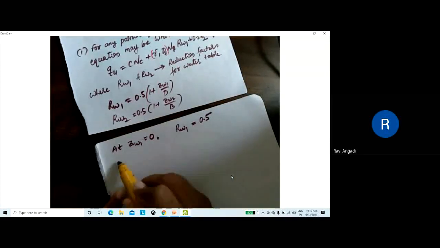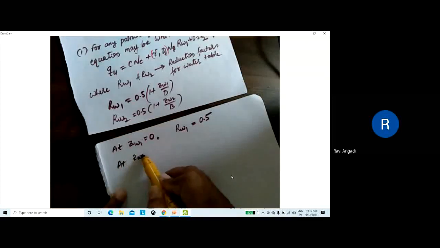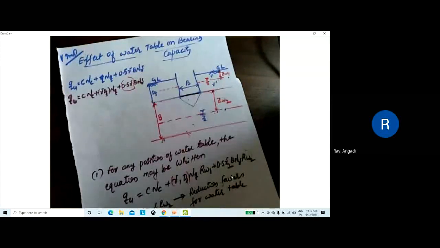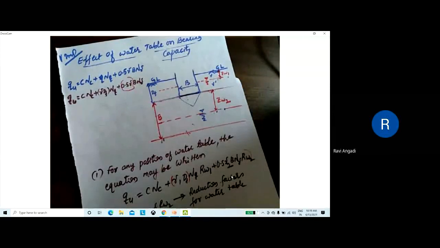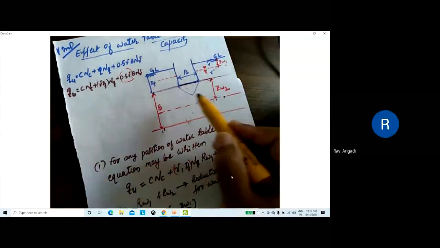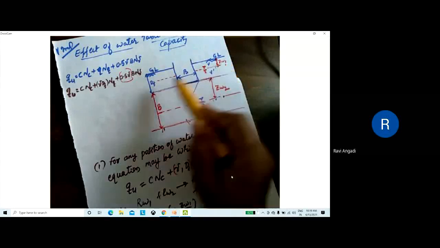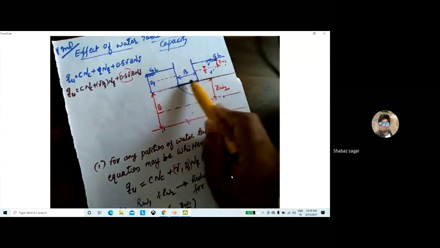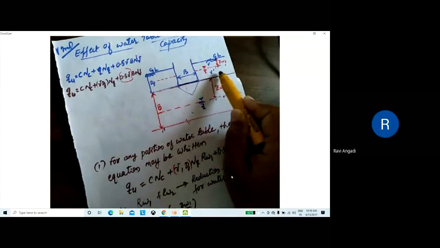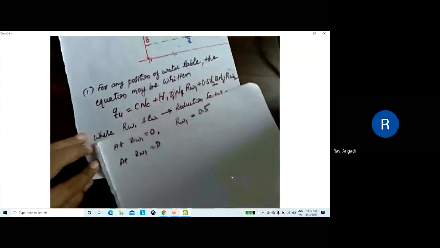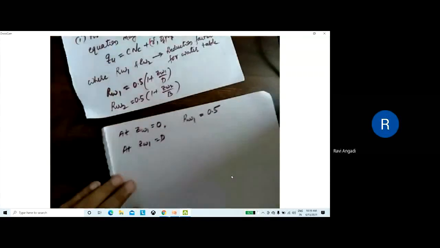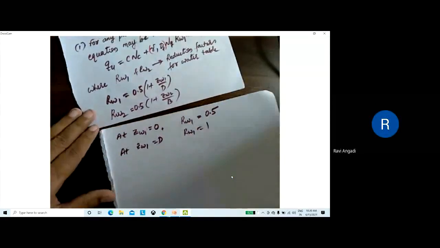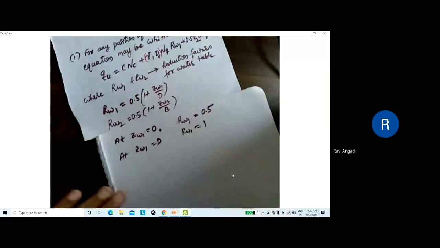Now at ZW1 is equal to D, where has the water table shifted now? Correct, 1. But where is the water table now? If ZW1 is equal to D, where has it gone? At the base, sir. At the base of the footing. If the water table is lying at the base, that is at ZW1 is equal to D, then RW1 will be 1. Means if it is at the base of the footing, the reduction factor is to be 1.